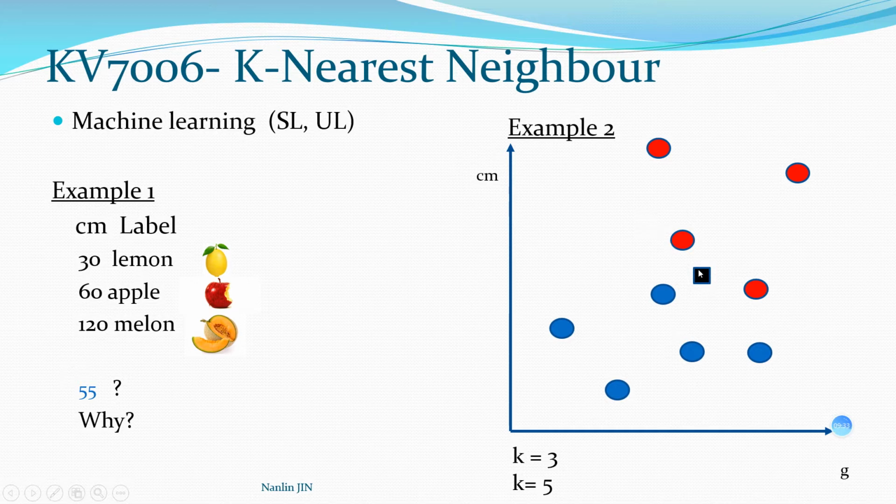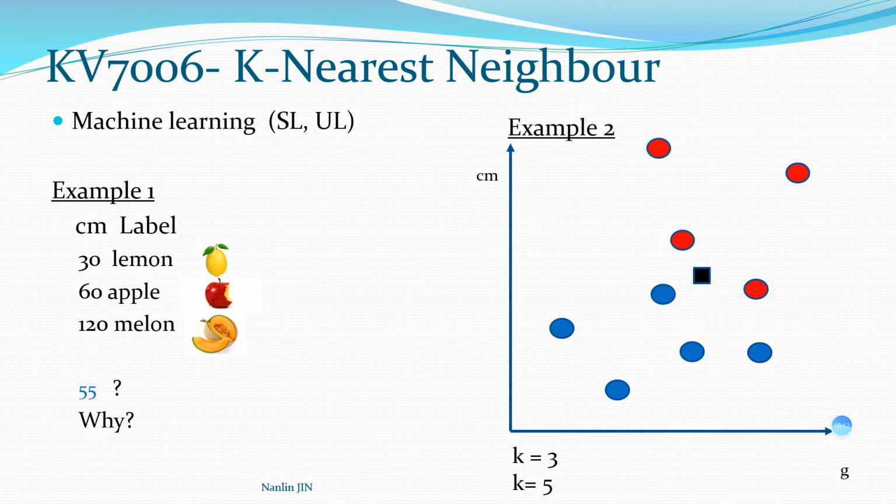So I need to measure the distance of the black square to the 3 red ones which are closest to it, and also to the 3 blue ones which are closest to the dot. You can see from this diagram that the 3 blue ones altogether are closer to the black one than the 3 red ones, although 2 of the 3 red ones are closer to the black square.